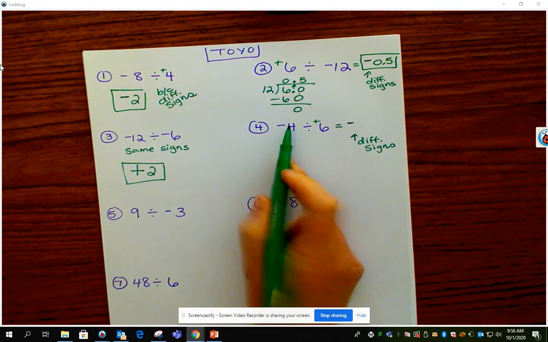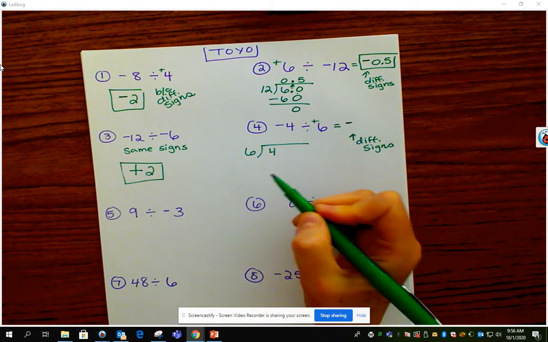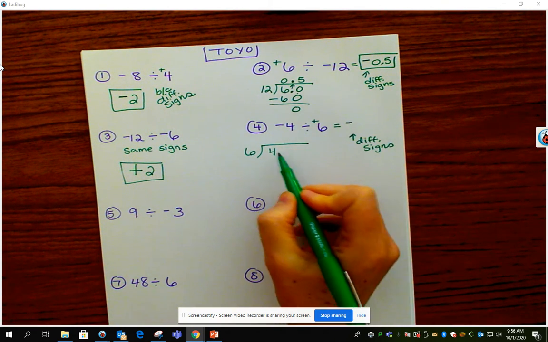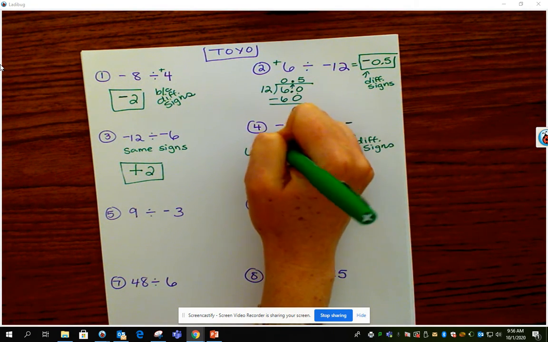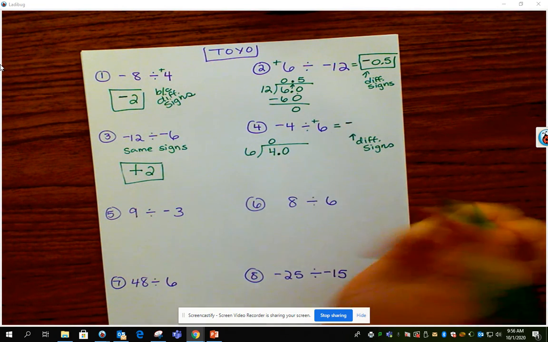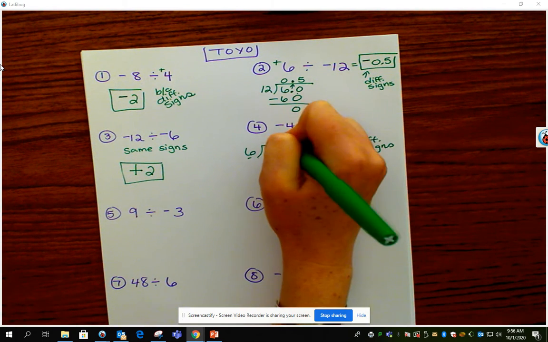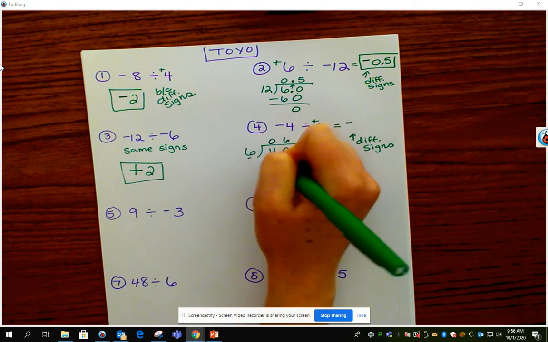Let's do the math. We've got 4 divided by 6. So just like above, 6 won't go into 4. So that's 0 times. And then I need to add a decimal and a 0. Now, how many times will 6 go into 40? 6 times, right? 6 times 6 is 36.